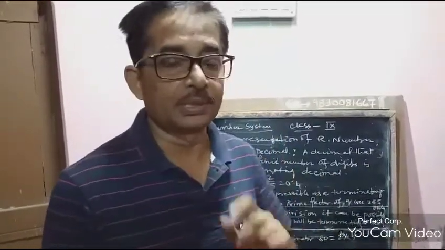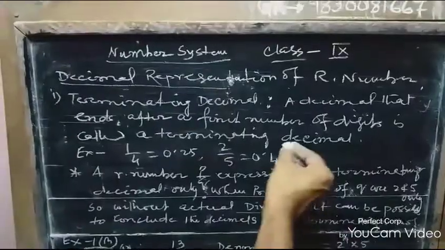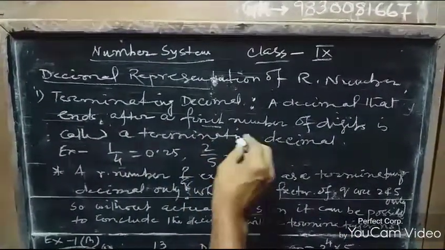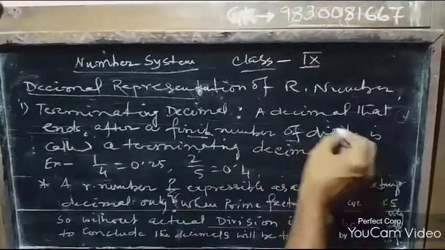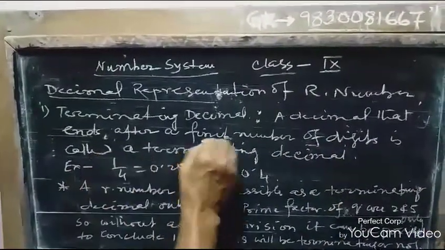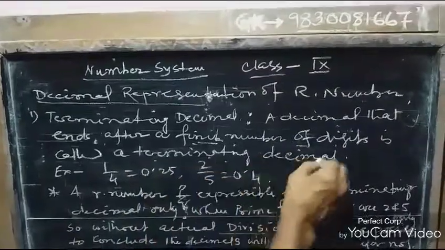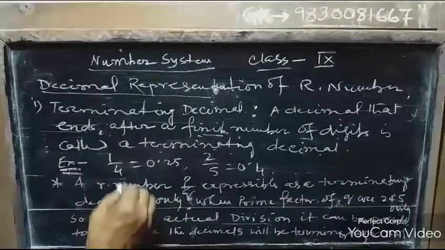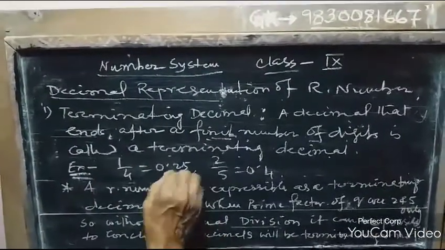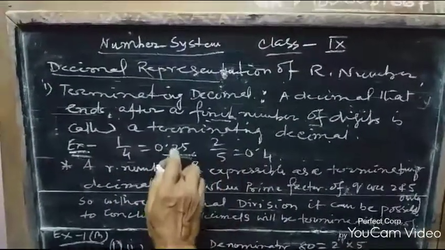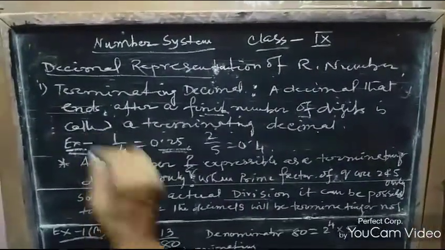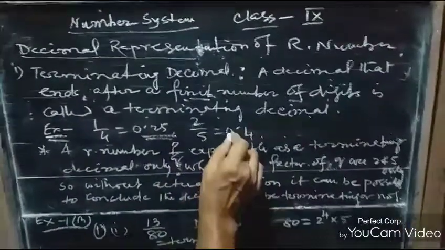First one is the terminating decimal number. What does it mean? A decimal number that ends after a finite number of digits is called a terminating decimal number. Example, suppose 1 by 4. After a finite number of digits it is getting terminated: 0.25. This is the number 1 by 4. 2 by 5 is 0.4.